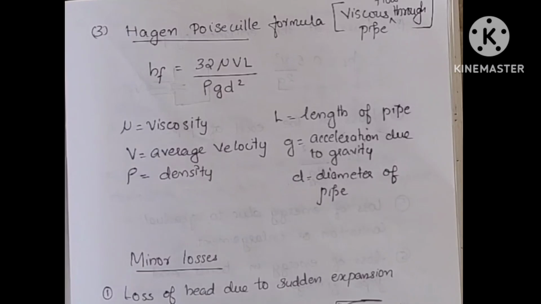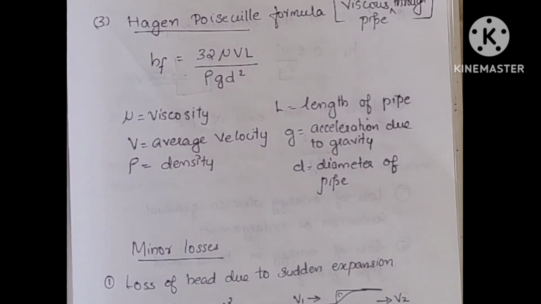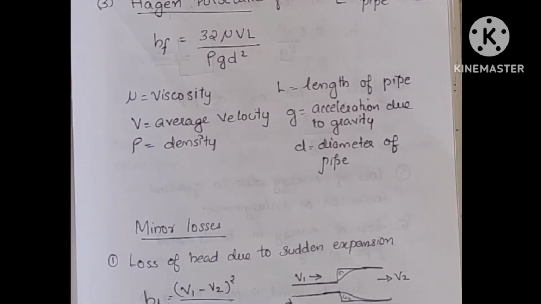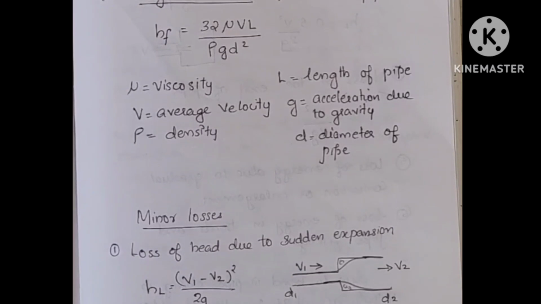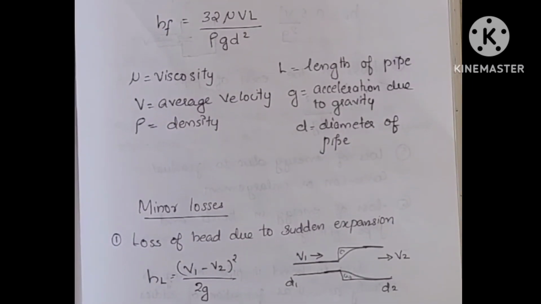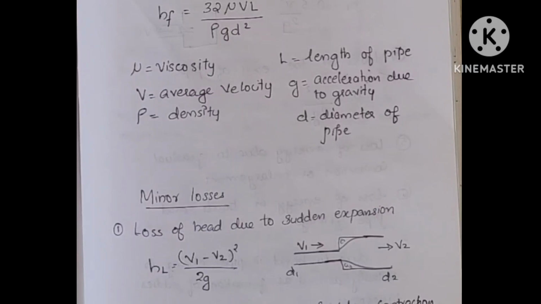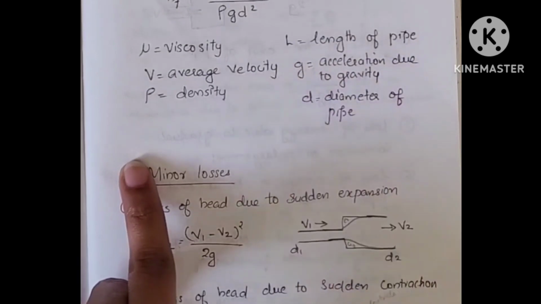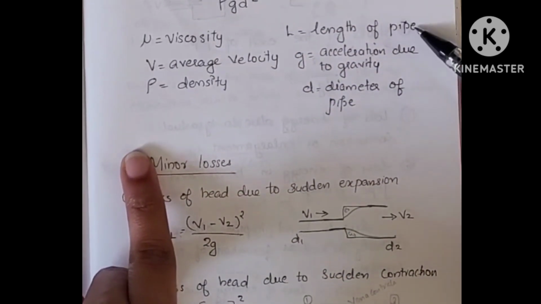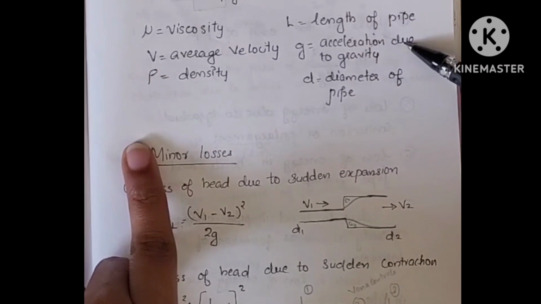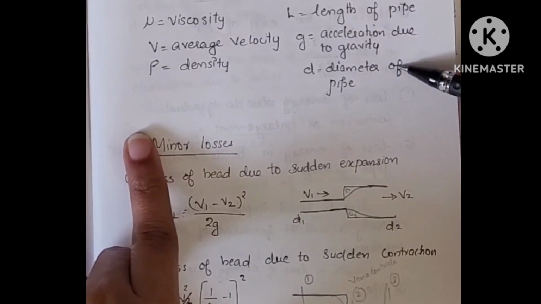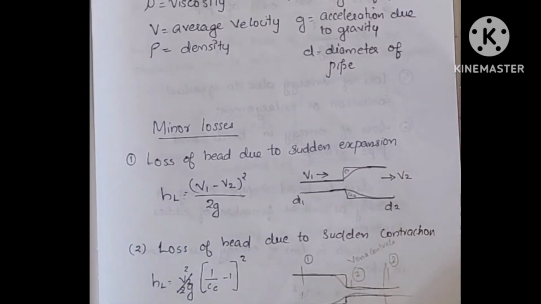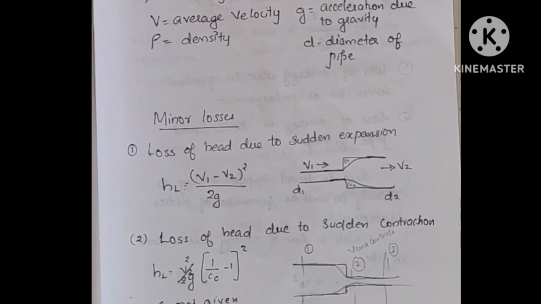Next one is Hagen-Poiseuille formula. When the flow through the pipe is viscous, then we can use the Hagen-Poiseuille formula for finding out the head loss through pipe, and it is given by hf is equal to 32 mu V L by rho g D square, where mu is the viscosity and V is the average velocity, rho gives the density, L is length of the pipe, g is acceleration due to gravity, and D is diameter of pipe. So when the flow through the pipe is viscous, then we can use the Hagen-Poiseuille formula for finding out head loss.